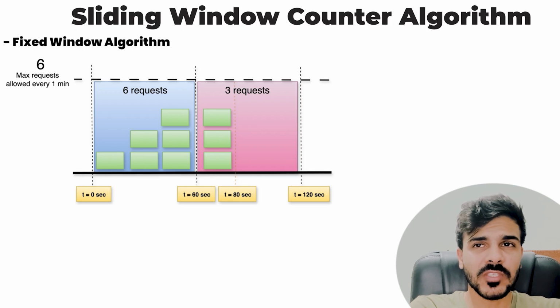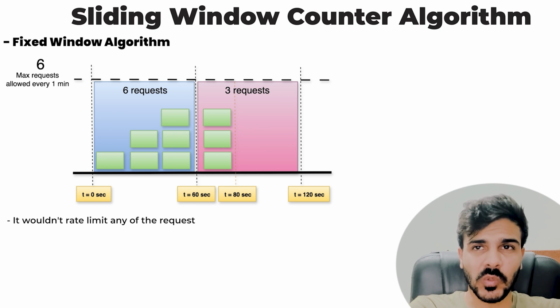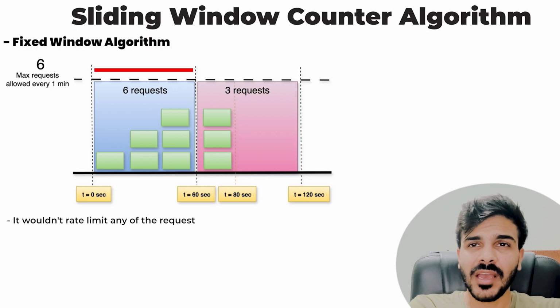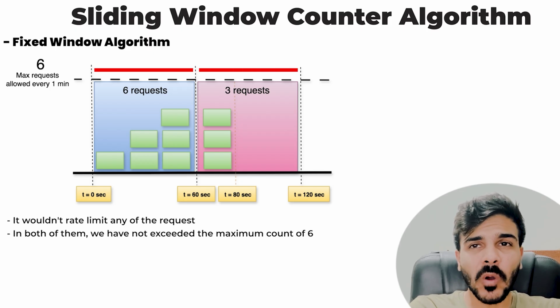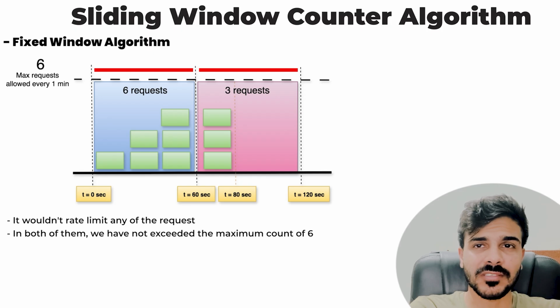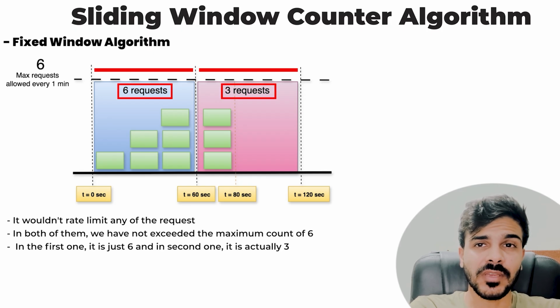Now, as per our fixed window algorithm, it wouldn't rate limit any of the requests because in both of these fixed windows, the first window from 0 to 60 and the second window from 60 to 120, we have not exceeded the maximum count of 6. In the first one, it is just 6, and in the second one, it is actually 3.